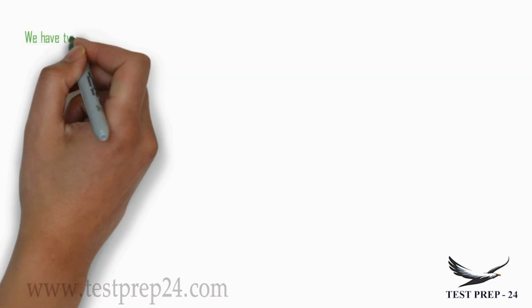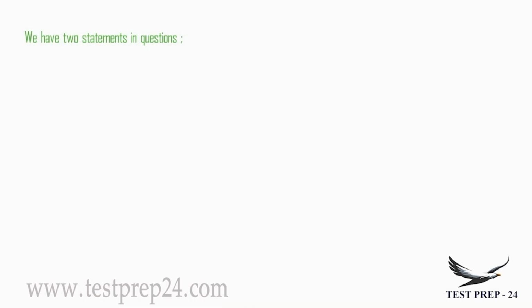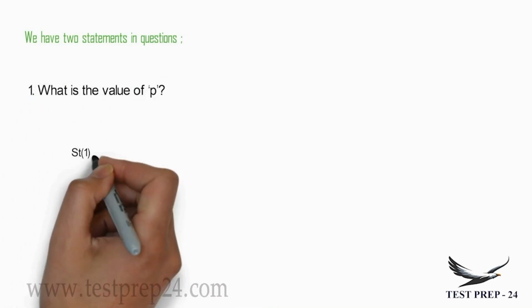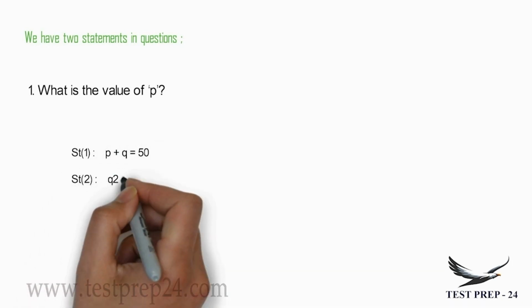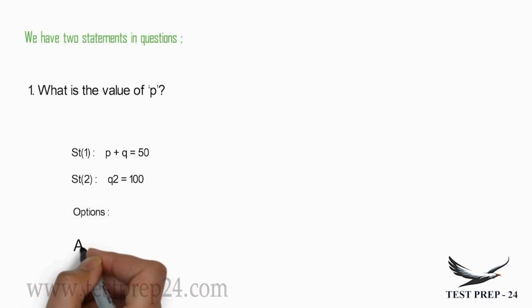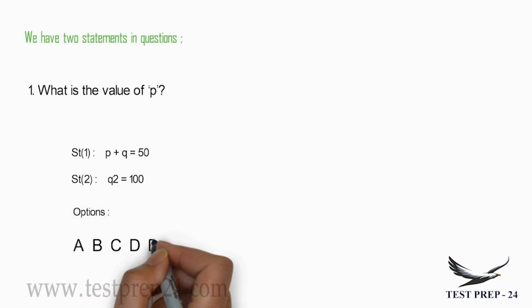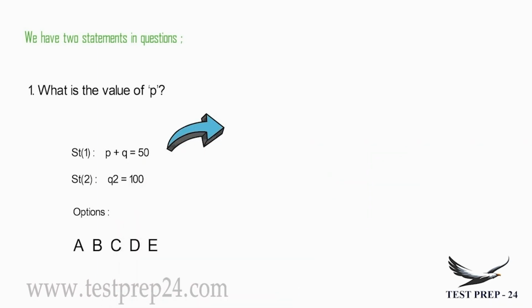So we will follow the same approach here. As we know, we'll be having two statements in a question. Suppose the question is: what is the value of P? Statement 1 is P plus Q equals 50 and statement 2 is Q square equals 100. So what are the options we have? That is A, B, C, D and E. These are the 5 option choices we are going to have.